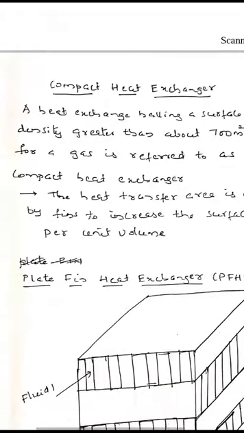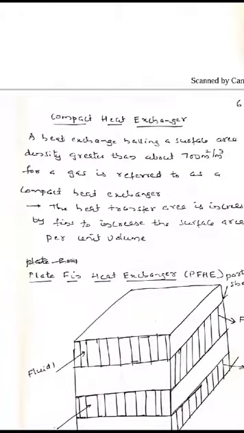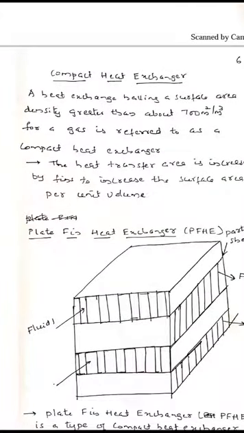Then compact heat exchangers. Compact heat exchangers are used to provide more surface area per unit volume. They are used whenever there are constraints of space, like in aircraft, where we are using a compact heat exchanger. These provide a large surface area. A compact heat exchanger is one whose surface area density is greater than 700 square meter per cubic meter.